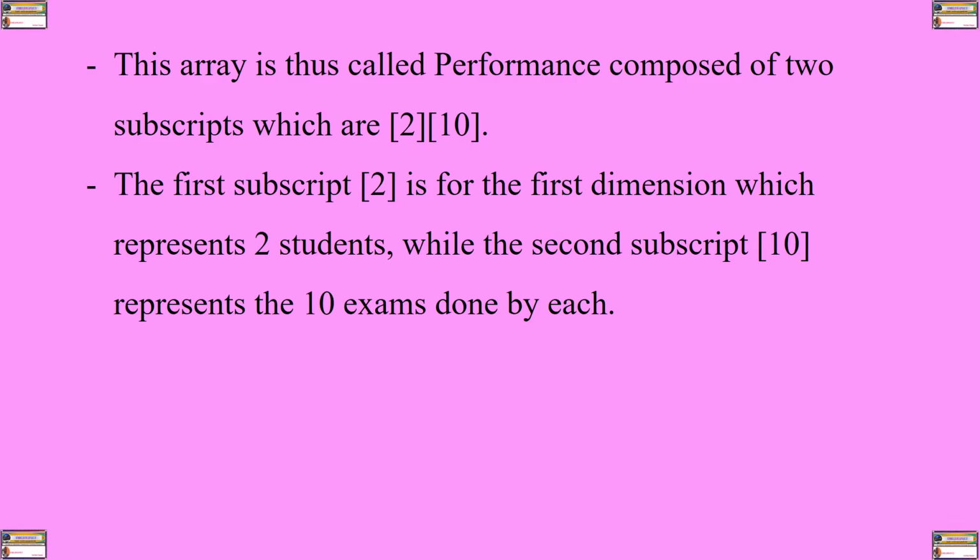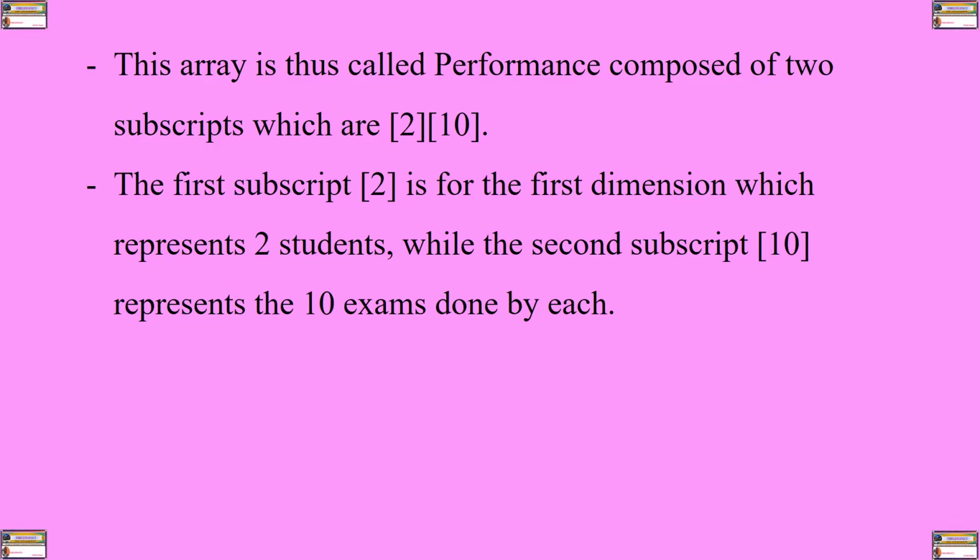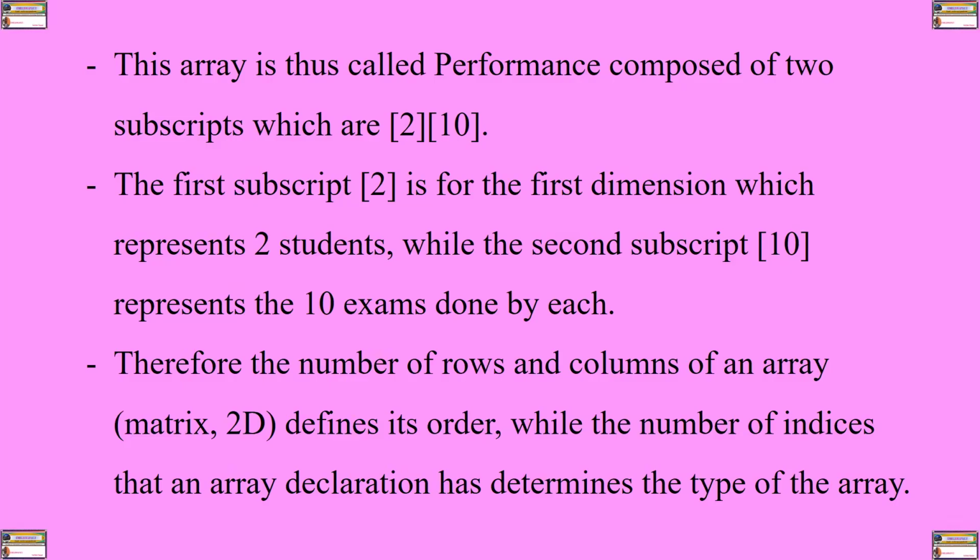And therefore, my dear students and the rest of the learners, it is important for you to note how we organize the subscripts. If it's a 2-dimensional array, you begin with the rows and then the columns. That's why subscript 2 is for the first dimension, which represents 2 students, and for the second dimension, subscript 10 represents the 10 exams done by each. Therefore, the number of rows and columns of an array, which we can also call a matrix, or a 2-dimensional array, defines its order, or the number of indices that an array declaration has determines the type of the array.